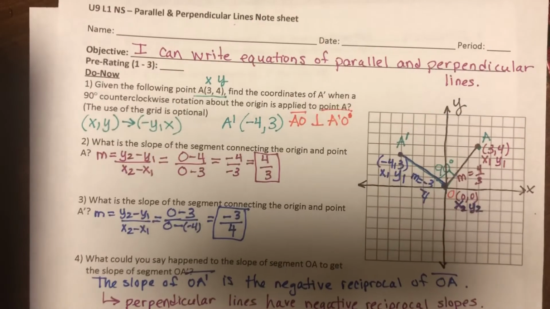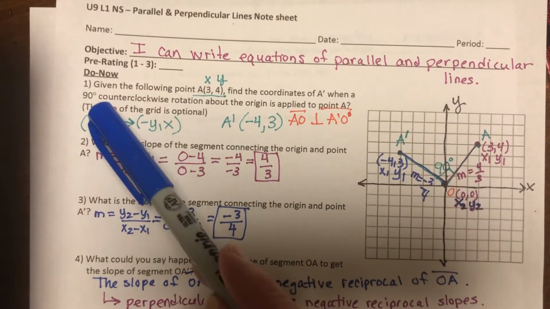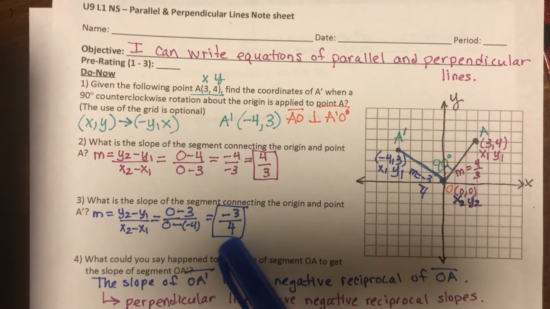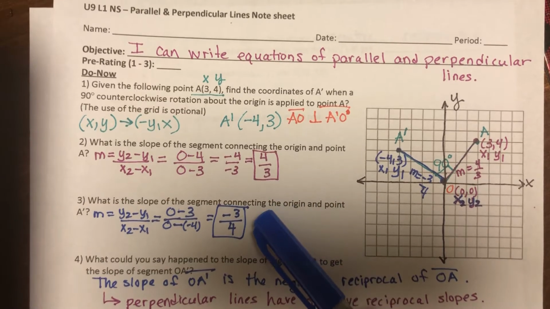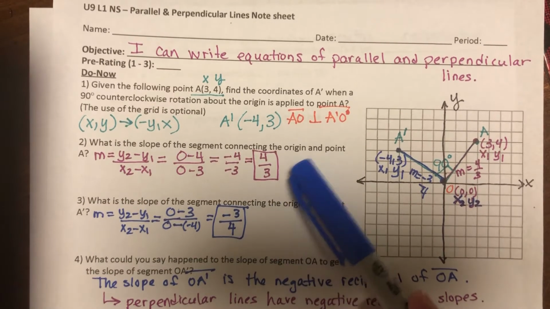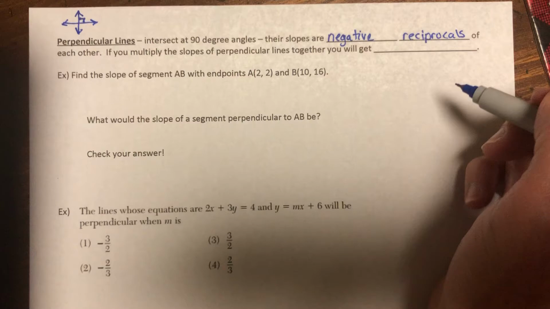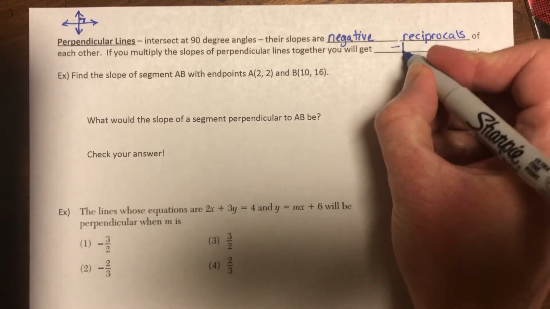If you recall back to yesterday's do now, remember when we graphed those perpendicular line segments, the ones that we created by doing a 90-degree counterclockwise rotation, we found that when we found the slope of each of those line segments, they were negative reciprocals of each other. One was positive, one was negative, and the fractions were flipped, which is what reciprocal means. All right, so today we're going to be looking at that. Whenever you have negative reciprocals, if you multiply those together, you're going to get -1.